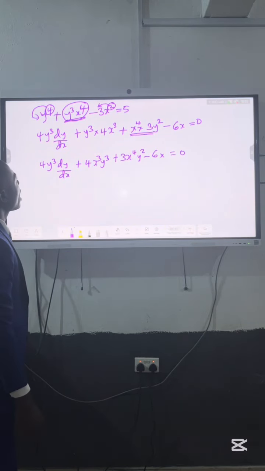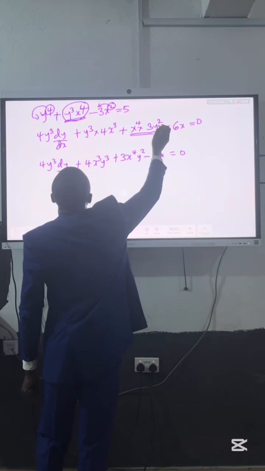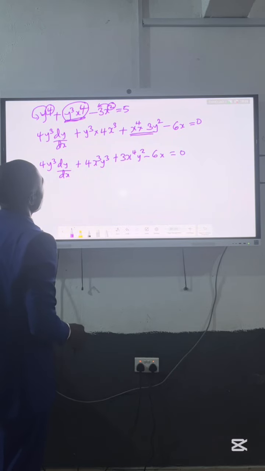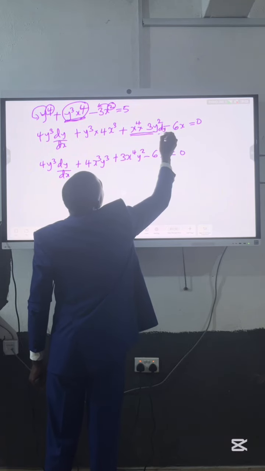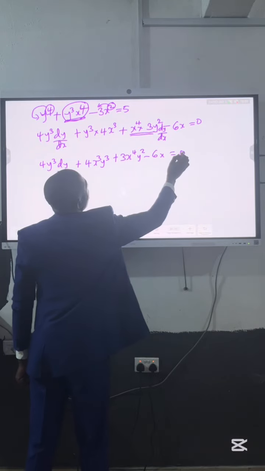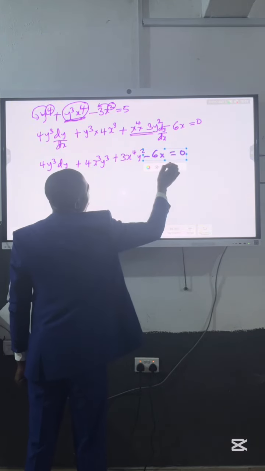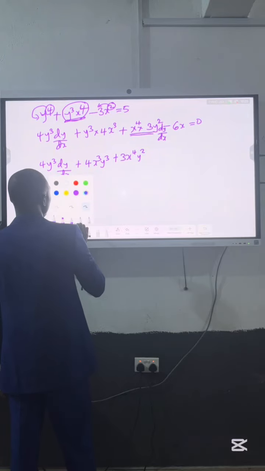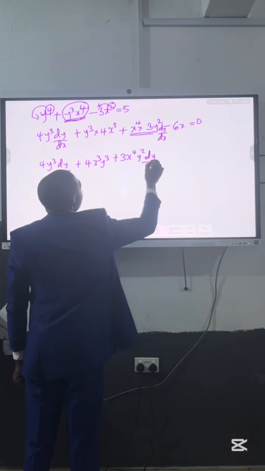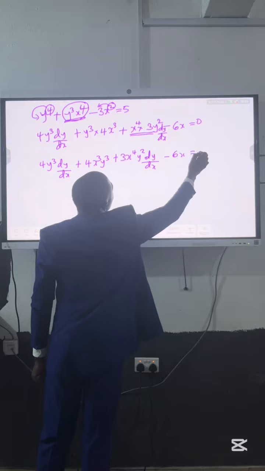Now, if you check very carefully, oh, we omitted something over here. When we differentiated, we kept x to the power 4 constant and differentiated y to the power 3. So there should be a dy/dx here. So when you come here, you add it also here. So there should be dy/dx attached to this place too. dy/dx attached here, minus 6x equals 0.